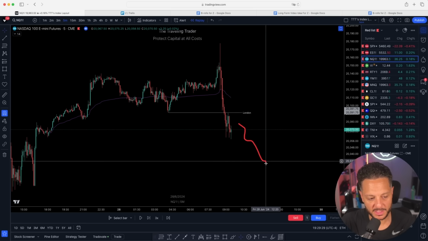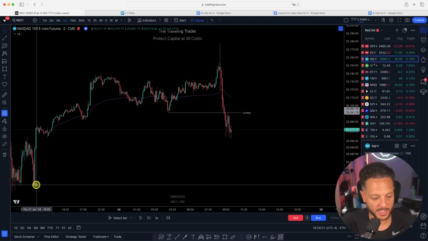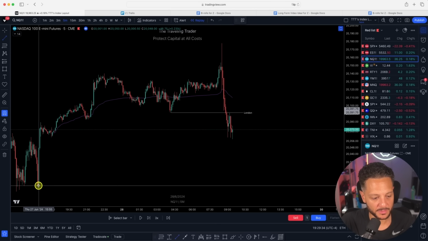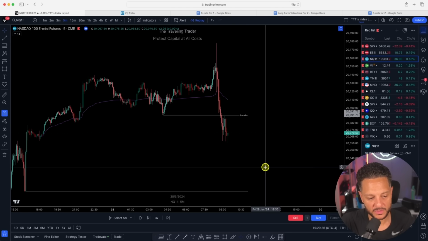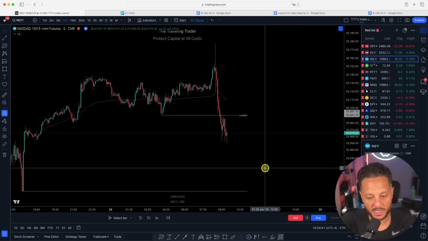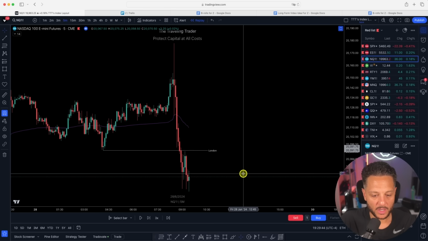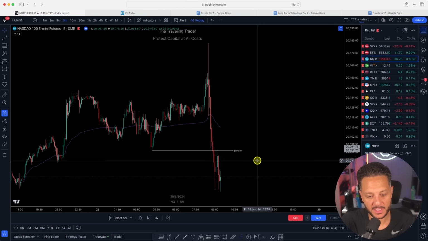Now, could we just continue to trade lower until we get to a low that was formed yesterday? Yes, of course we can. We can continue to trade lower, and we don't know. We don't know until we get confirmation. So my opening play, my market open aggressive play or entry model.